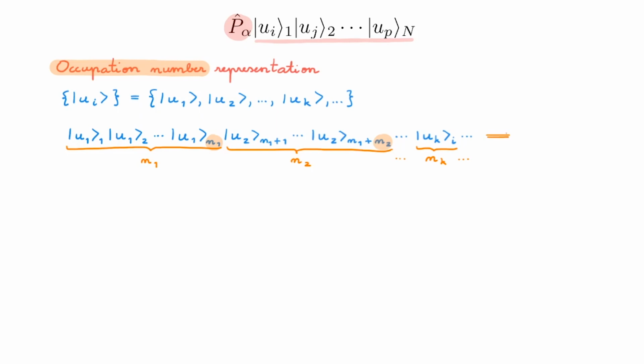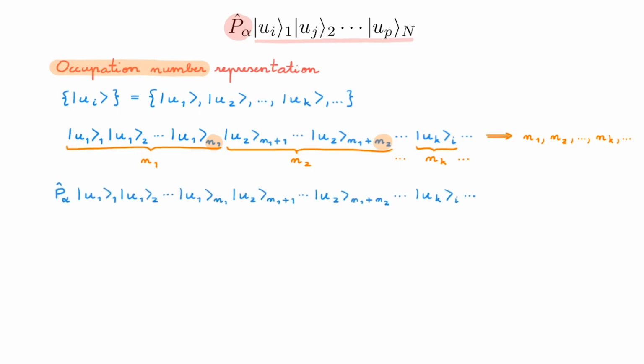What we're going to do is to associate this list of occupation numbers with this particular basis state. Next, let's consider a permutation P alpha of this state we just wrote. The question now is, what are the occupation numbers of this new state? All the permutation does is to reorder the terms, but it doesn't add or remove any single particle states. So that state U1 still appears n1 times, state U2 still appears n2 times, and so on. This means that we can associate the exact same list of numbers with any permutation of a basis state of V.